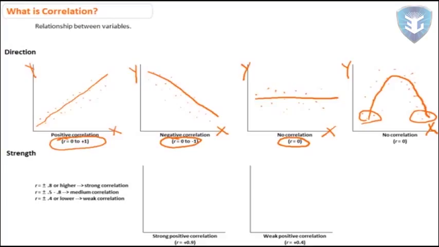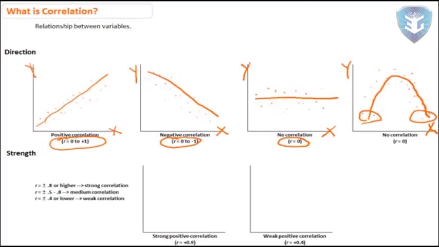We can see here that an R equal to plus or minus 0.8 or higher is typically referred to as a strong correlation. An R equal to plus or minus 0.5 to 0.8 is considered a medium correlation, while an R equal to plus or minus 0.4 or lower is usually referred to as a weak correlation.